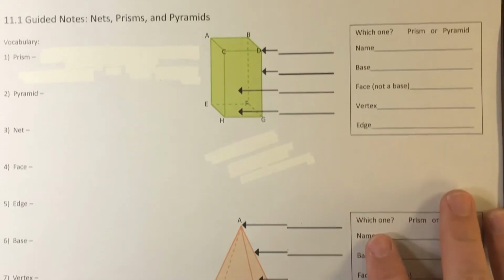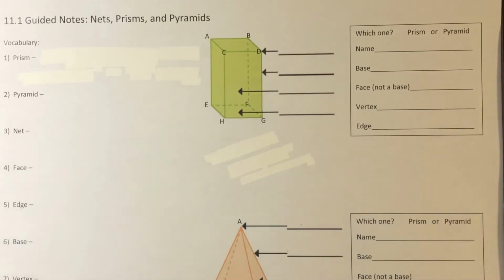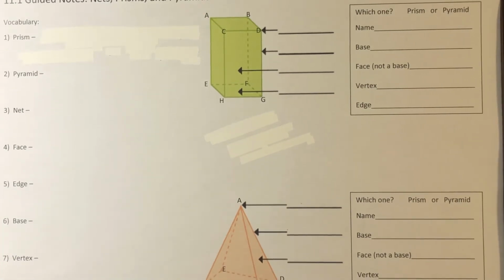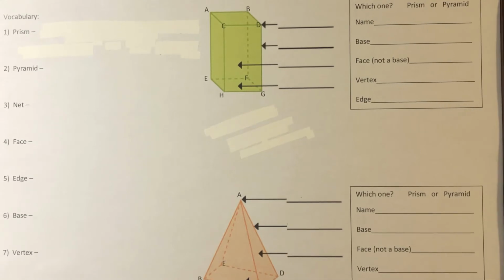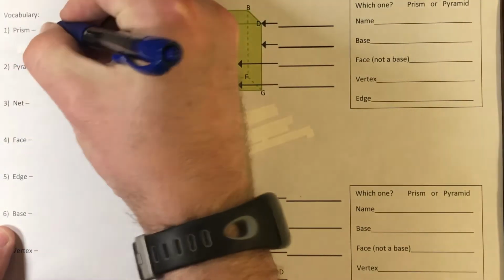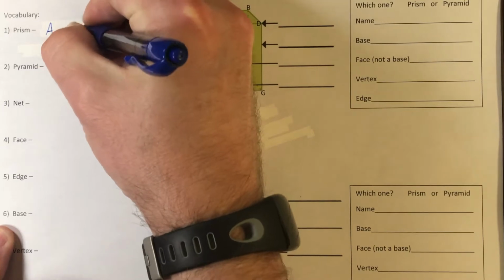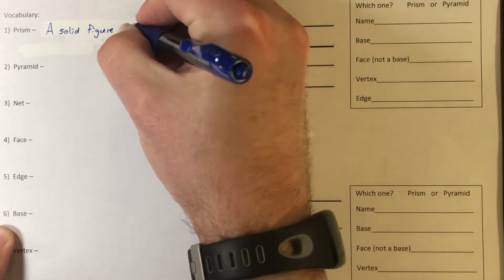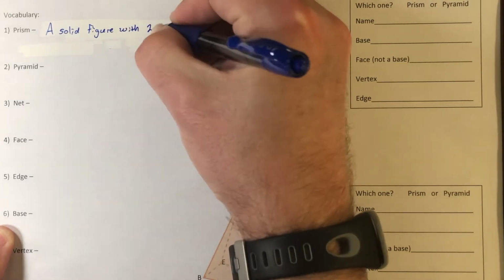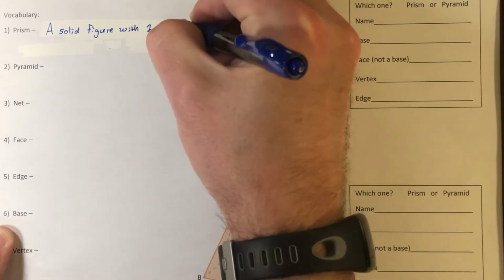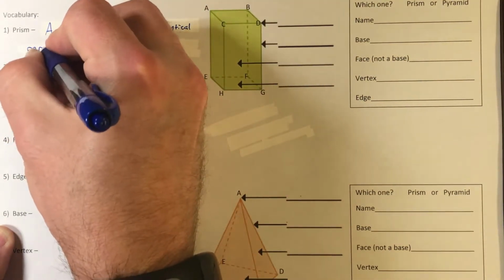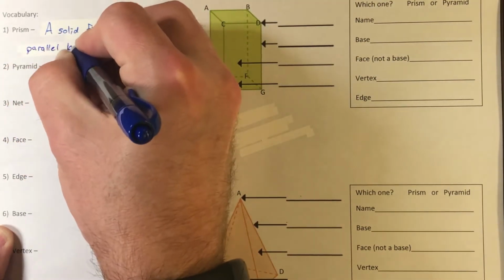So today we're going over 11.1, nets, prisms, and pyramids. We've got, as you can see, quite a few vocabulary terms. Our first one is prism. A prism is a solid figure with two identical, parallel bases.